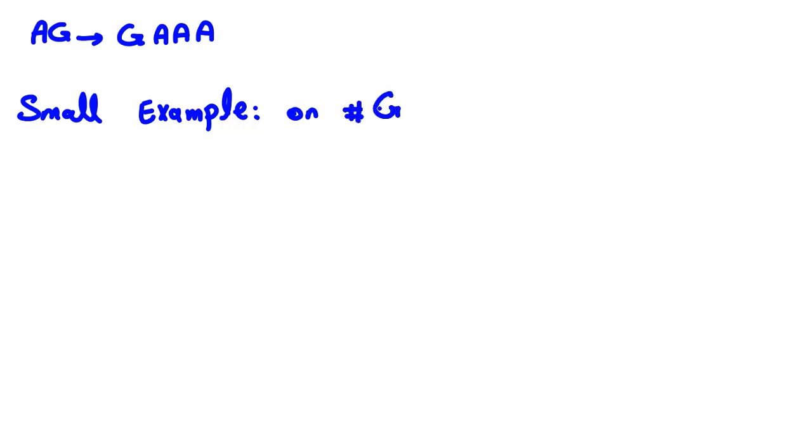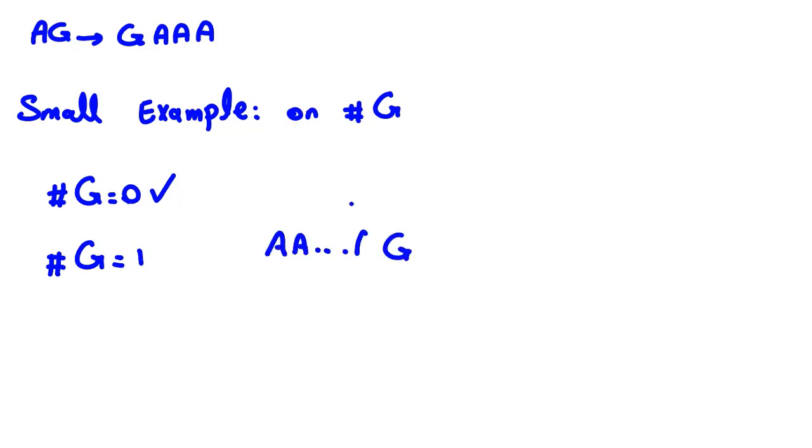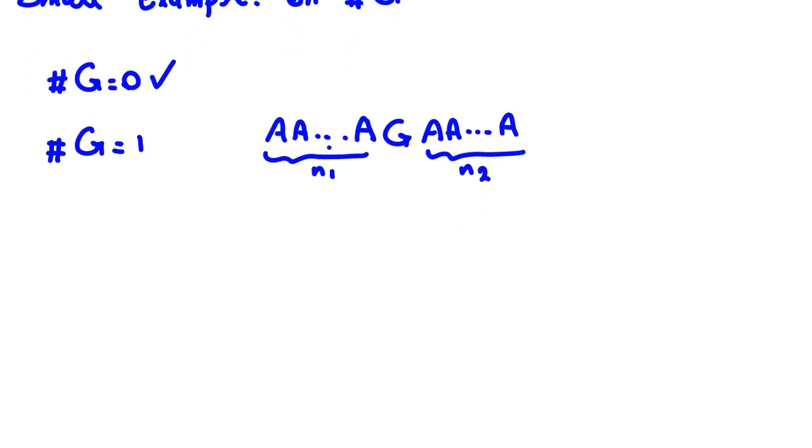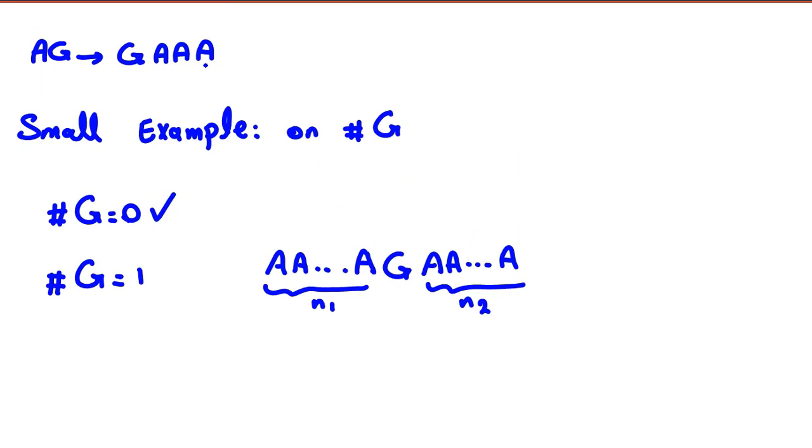Okay, number of G's. So if the number of G's is equal to 0, it's obvious that you can't do anything. If the number of G's is equal to 1, it means you have 1 G. Suppose you have some number of A's before G and some number of A's after G. Suppose here you have n1, here you have n2. Look, these n2 A's are useless. Why? Because you can only change AG to G 3 A's.